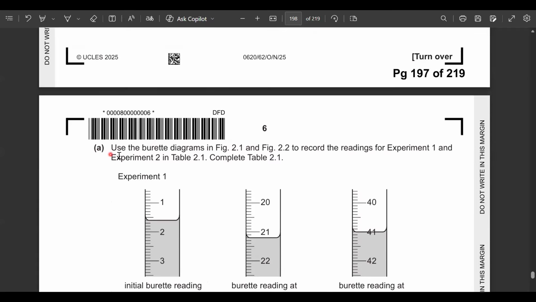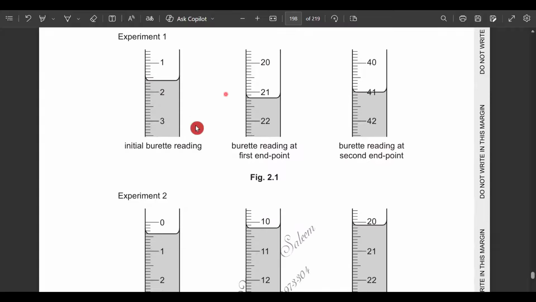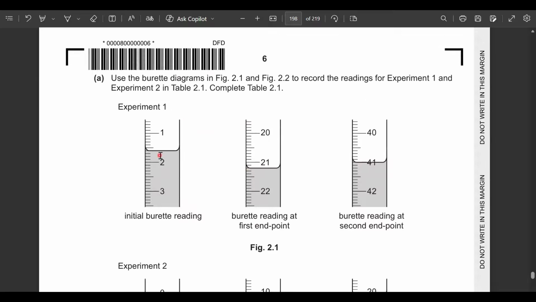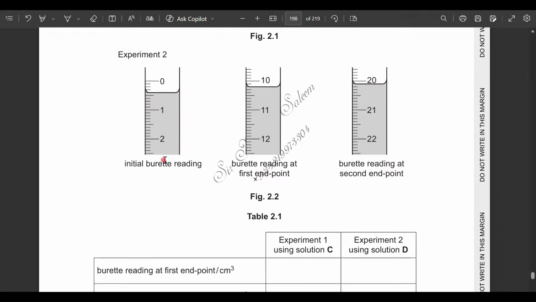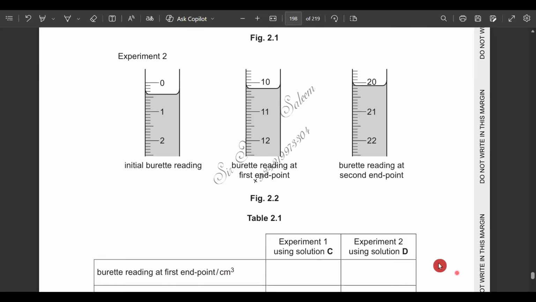Question A says, use the burette diagrams in figure 2.1 and 2.2 to record the readings for experiment 1 and experiment 2 in table 2.1. Complete the table. So we have these readings and we have to note the readings in the table given below. Just like in the previous cases, we will do the same again.